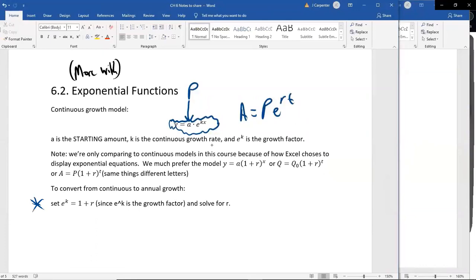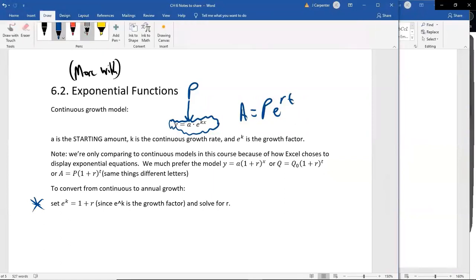But let's start identifying what these things are. A is the starting amount, which I called P previously for principal. K is the, now this is very specific, continuous growth rate. R, as a reminder, previously we called the annual growth rate, the annual percent rate.